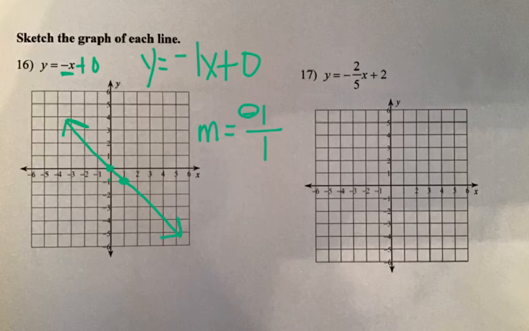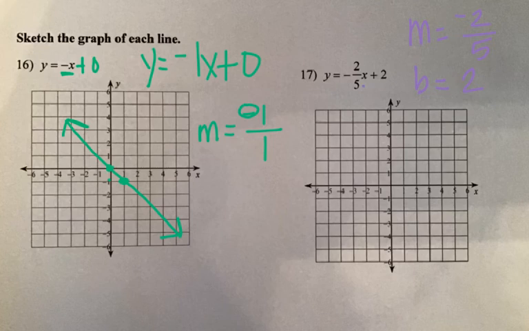Now let's look at the next one. Over here, we have y equals negative 2/5 x plus 2. So first we're going to pull out our slope. Our slope is negative 2/5 because it's right beside your x. Now we're going to look at our y-intercept. What is your y-intercept? It's 2. So we're going to write that by your b.